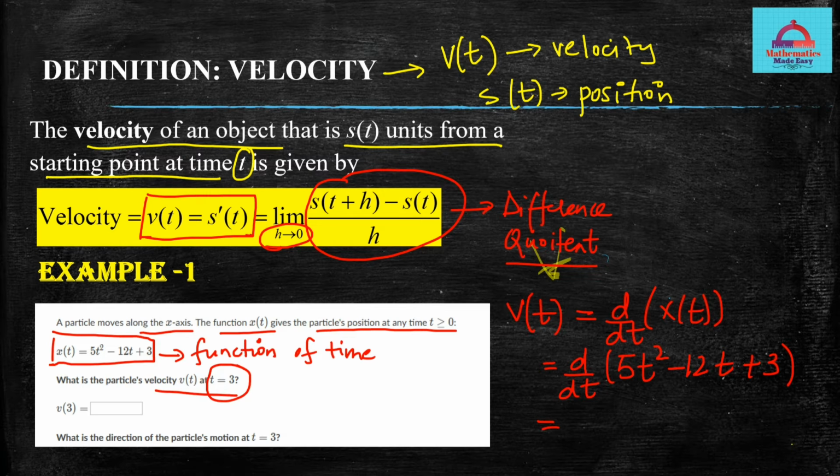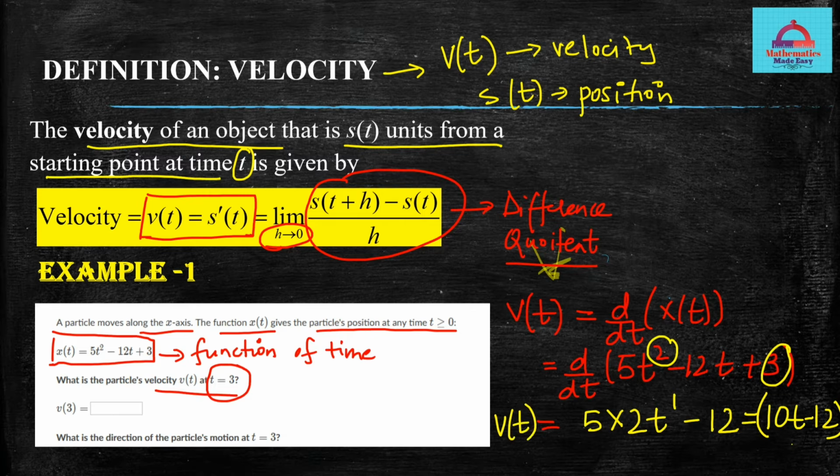Now we are going to do the power rule, and power rule here, because you have a power, will give you 5 multiplied with 2 t to the power 1 minus 12t. 3 is a constant, so its derivative is going to be 0. So what I've got here is 10t minus 12. So this is going to be my velocity as a function of time. Now I need to do substitution, because t is given to you as 3.